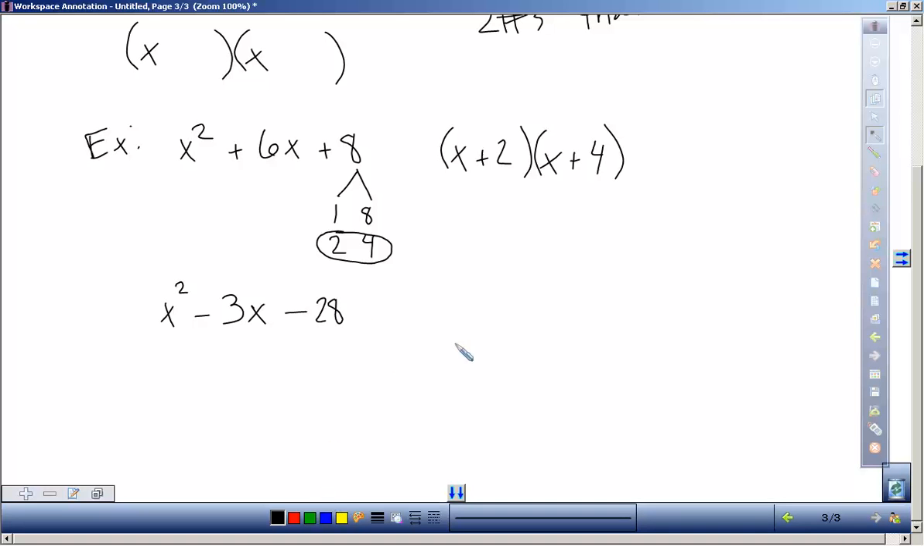Minus 28. And I want to factor this. I'm like, well, okay, hold on. A is 1, so I know it's going to be x and x. But I need two numbers that multiply to give me negative 28. If it's negative, one's got to be positive and one's got to be negative. If the middle number's negative, that means when they added, it turned out negative.